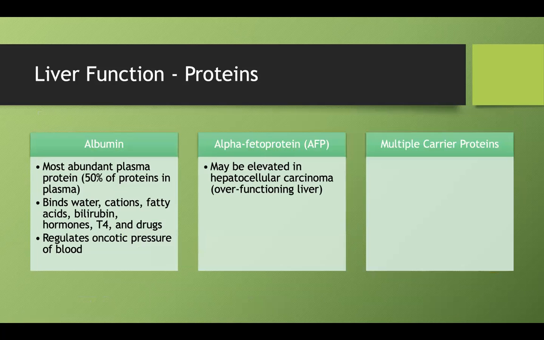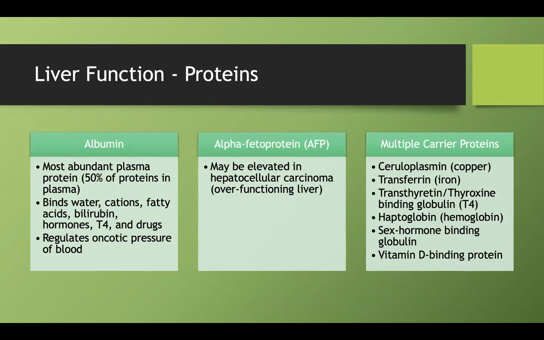Another protein that's useful to recognize is alpha fetoprotein. This is produced by the liver, and the only thing you really need to recognize is that if it's elevated in an older person, that's a little concerning for HCC, hepatocellular carcinoma. And on the right box, I just added that there's multiple carrier proteins that are also produced by the liver. We'll go over some of these. We'll talk about Wilson's disease and hemochromatosis, so we'll go over the top two later on. But just recognize that many carrier proteins are dependent on appropriate liver function.